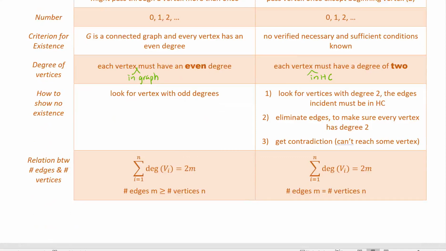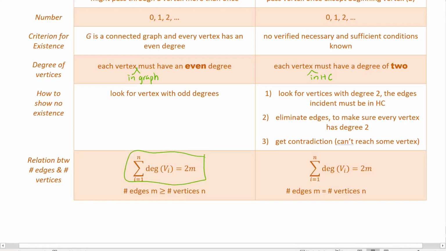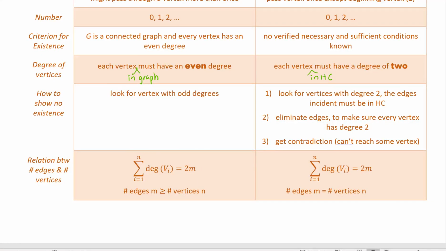Okay, next. The relation between the number of edges and the number of vertices. Well, this formula is true for any graph, no matter whether the graph has an Euler cycle or Hamiltonian cycle or not. So this formula is for any graph.